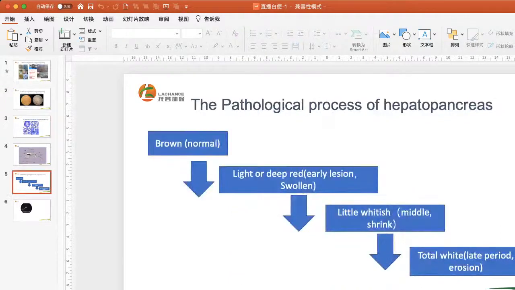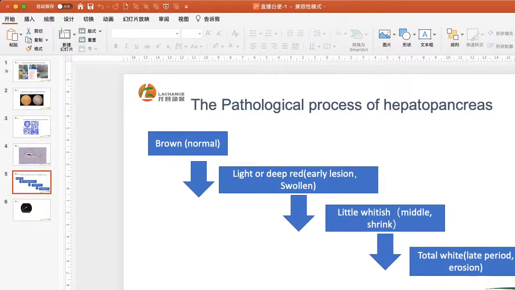Here I want to introduce the pathological process of the hepatopancreas after shrimp catch white feces. First one, it is the normal state. The shrimp hepatopancreas is brown. Second one, it is the early stage and the shrimp hepatopancreas is swollen. At this time the shrimp hepatopancreas is light or deep red.